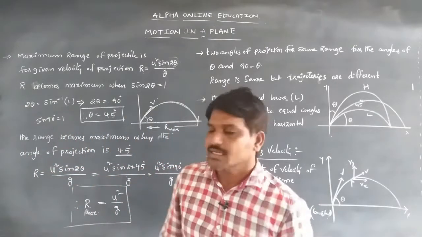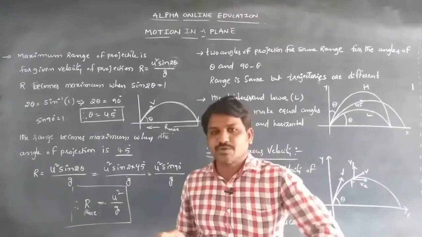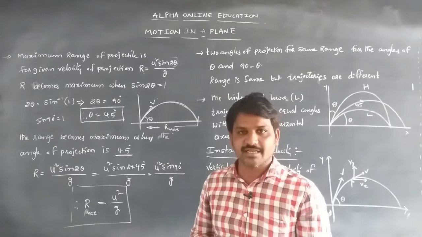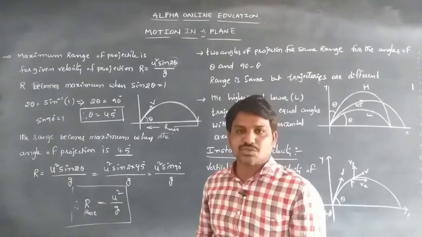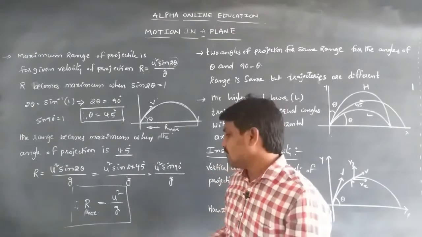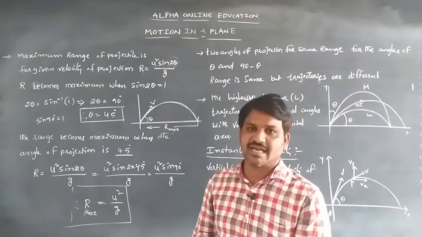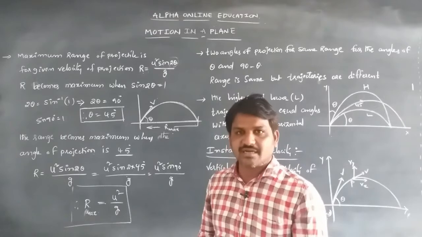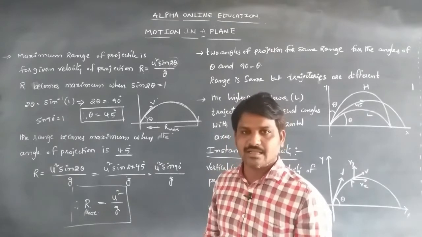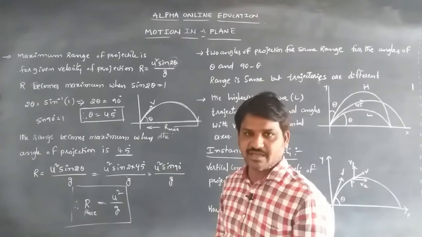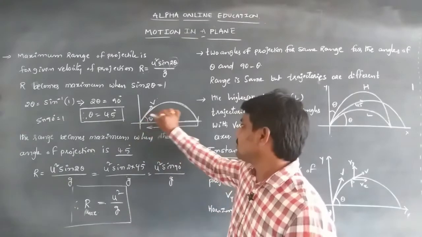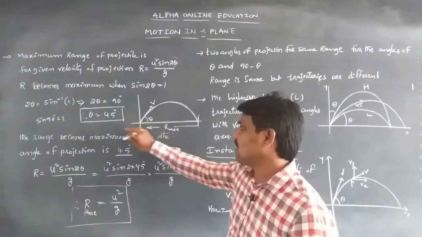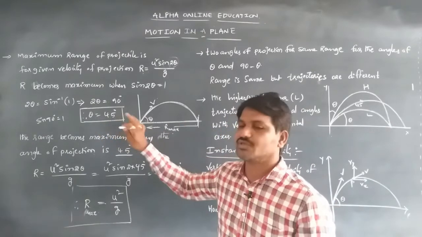Whenever the body is projected with velocity at an angle of theta is equal to 45 degrees, the body reaches its maximum range. By this equation we can find the maximum range. Once again, if the body is projected at theta is equal to 45 degrees, the body reaches its maximum range. We should remember that.